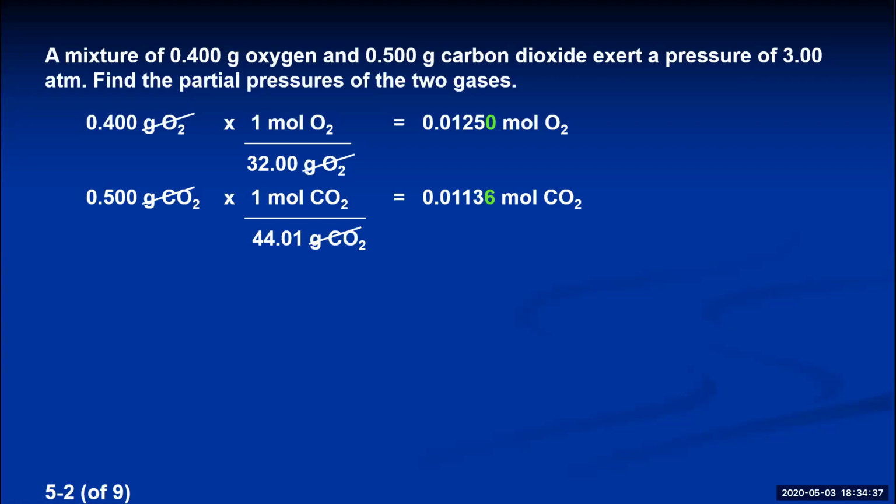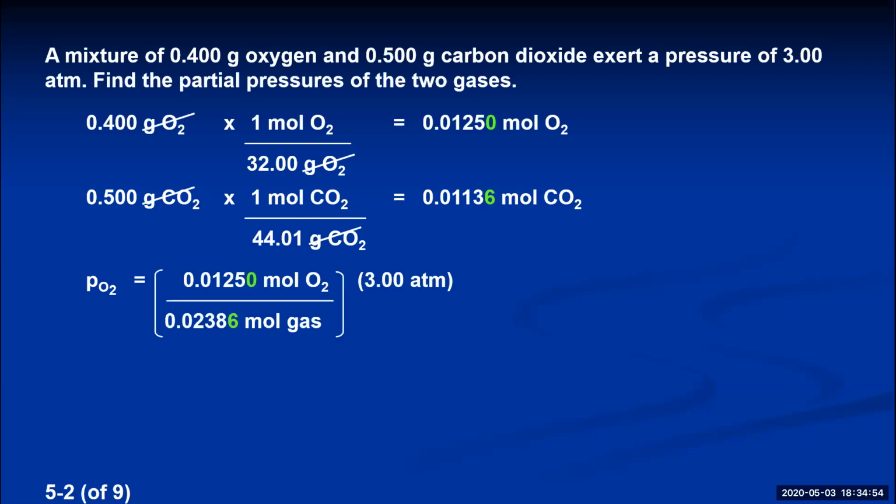If we add those together, we're going to get the total moles of gas in the container, and then the mole fraction of each gas will be the moles of the individual gas divided by the total moles. And that's an important number because that's going to allow us to calculate the partial pressures. The partial pressure of oxygen is going to be the mole fraction of oxygen multiplied by whatever the total pressure is, which in this case is 3.00 atmospheres.